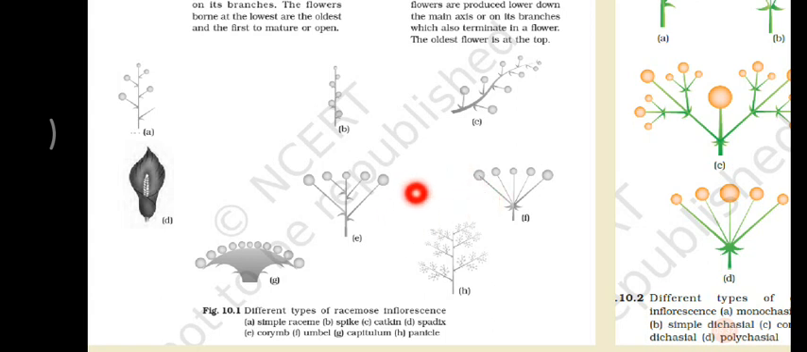Look at this inflorescence, all the flowers arise from a common point. All the flowers are arranged from the tip of the peduncle and appear in the form of an umbrella shape. The best example is coriander, where you can observe the umbel inflorescence.